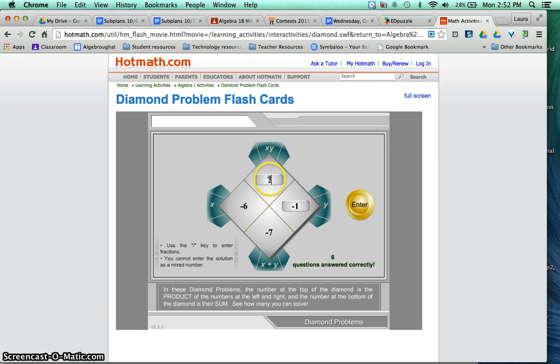And now all you need to do is multiply a -6 times a -1. We know when you multiply two numbers with the same sign, the product is always positive. So a -6 times a -1 is a +6. And hit enter. They will get increasingly difficult.